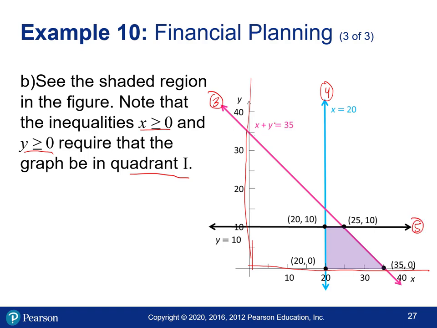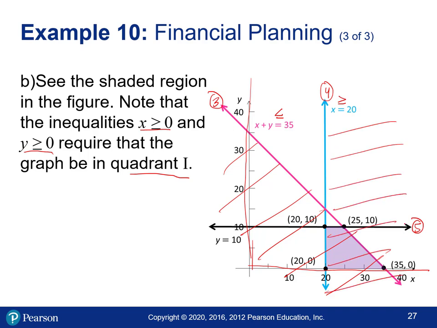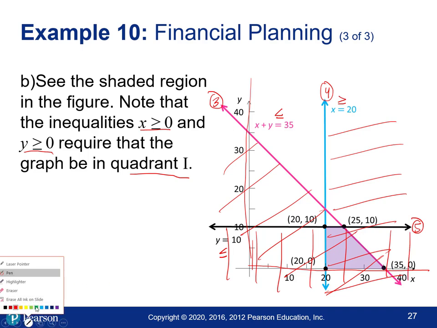And we wanted to be less than or equal to 35,000. So we shade underneath that line. Then we wanted to be greater than or equal to 20, so we shade to the right of that line. And then we wanted to be less than or equal to 10,000, so we shade underneath that line. I know it looks crazy, but notice where all of my shading overlapped. It overlapped right in here.